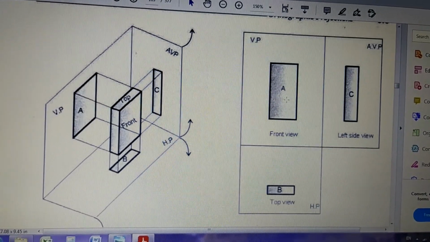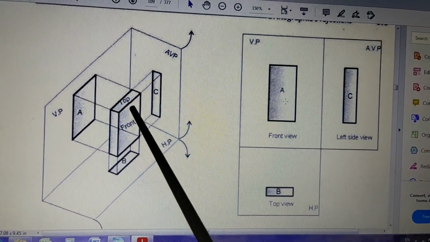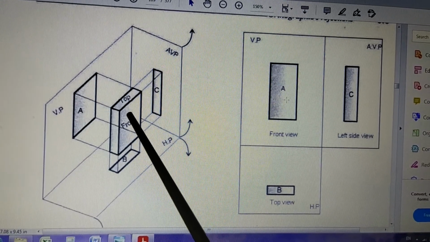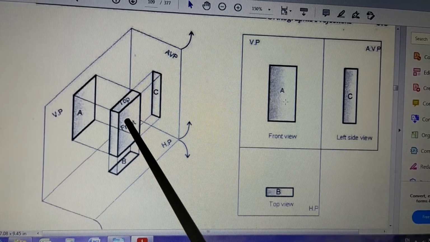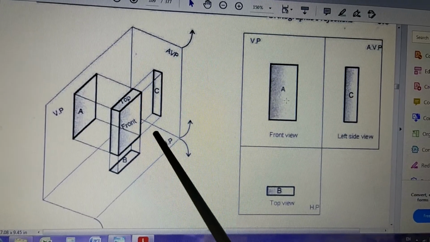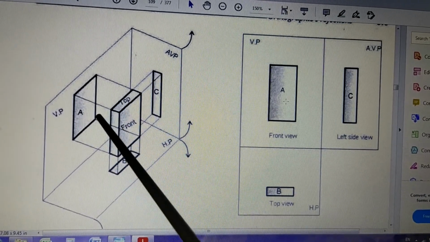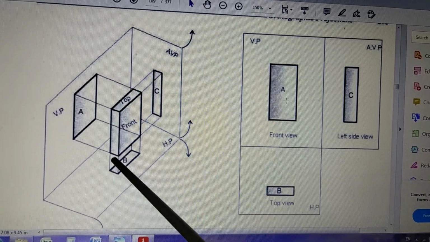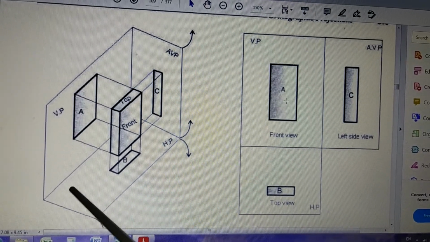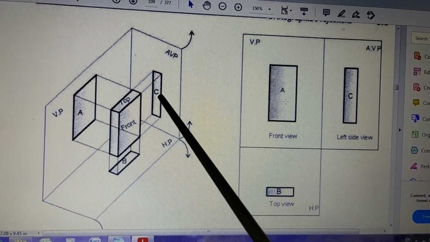Just to recollect, sometime back we took an example where there was a box, we call it a book. Some book is put here in the first quadrant, and when you see it in the front direction, this is the front view of the book. When you see from above, this is the top view of the book. When you see from the left hand side, this is the left hand side view of the book.